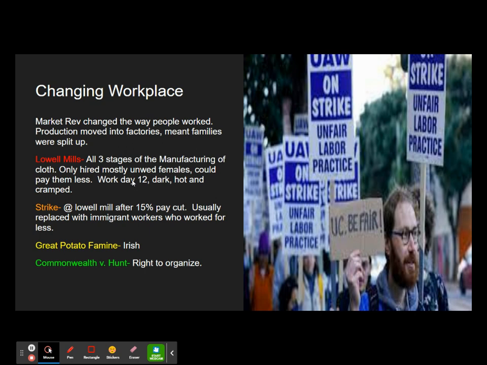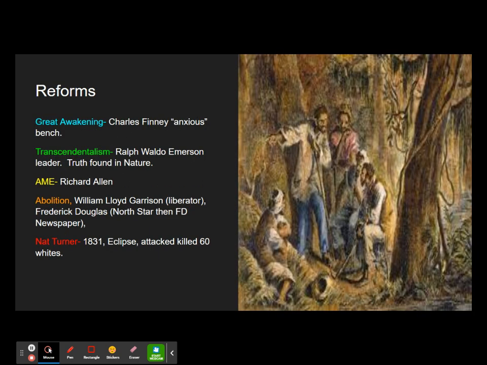All right. So, look, there's a lot of reform that's going to happen. We have the Second Great Awakening, second come back to Jesus meeting. People were like, church attendance is down, we got to bring it back in. Charles Finney was like a fire and brimstone preacher. And if you walked into one of his revivals, he would sit you up front on what he called his anxious bench because he knew you're fixing to convert.